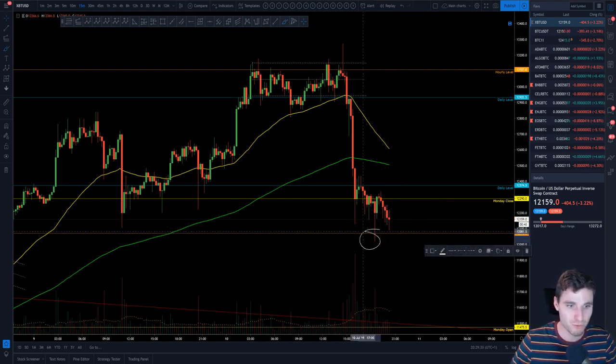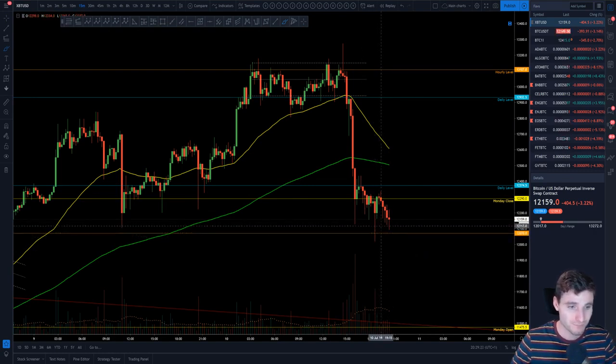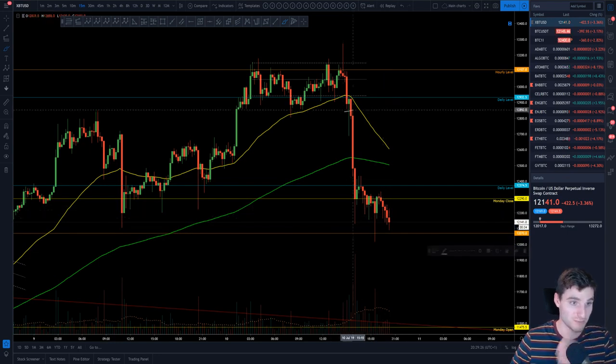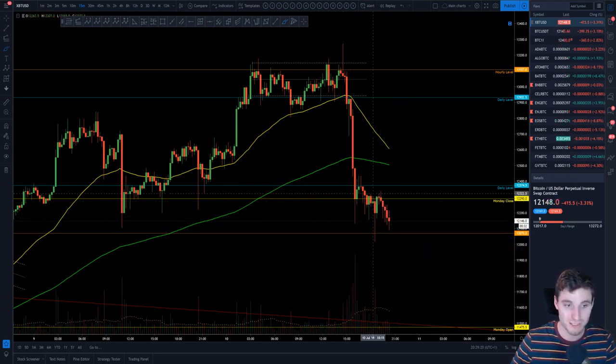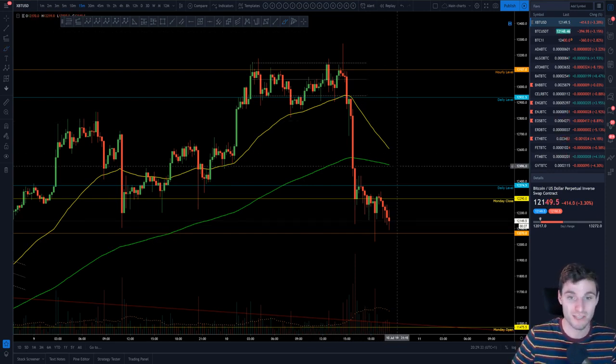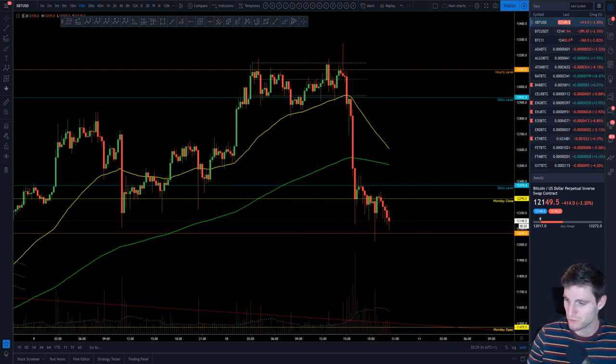This is a really, really important support level. I entered. So I'm still in a long, although I'm in my short, I'm simultaneously in a long, but this is obviously not looking good, basically. So yeah, there you go. That gives you my overview on Bitcoin.